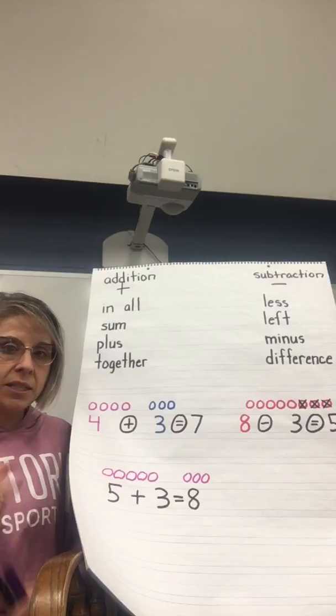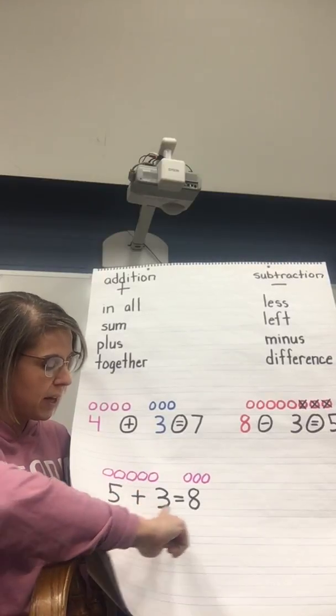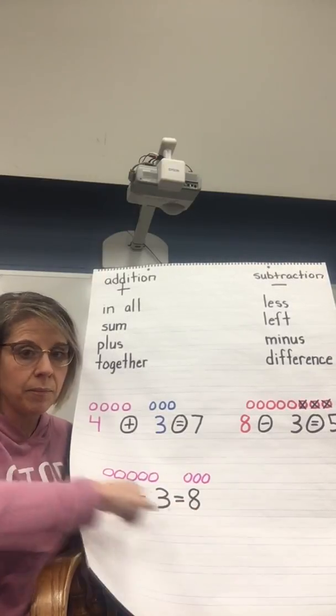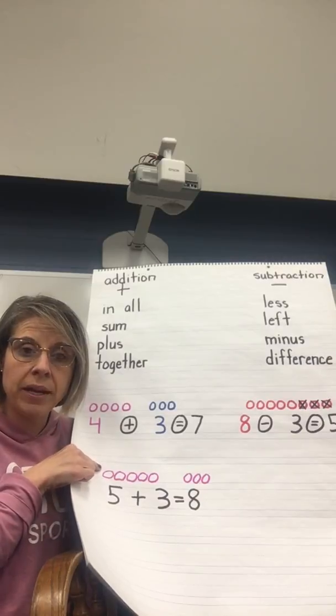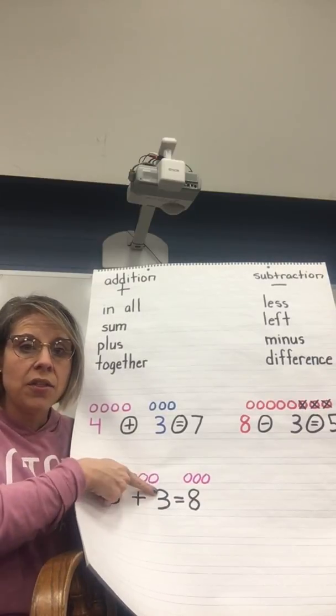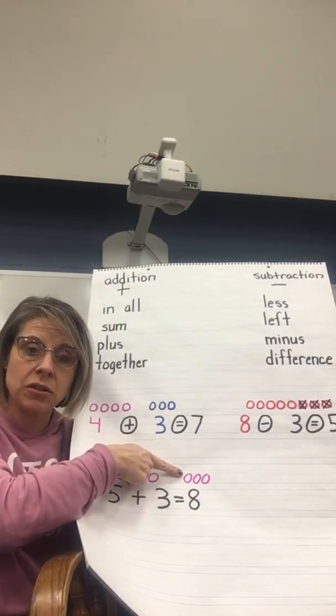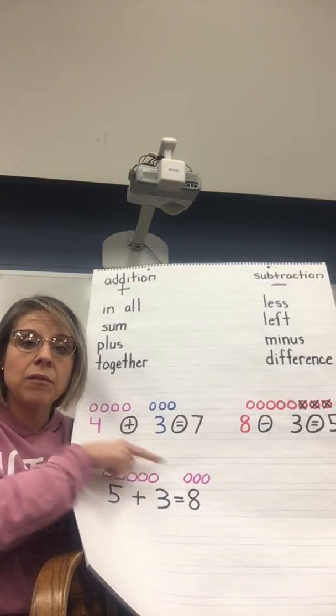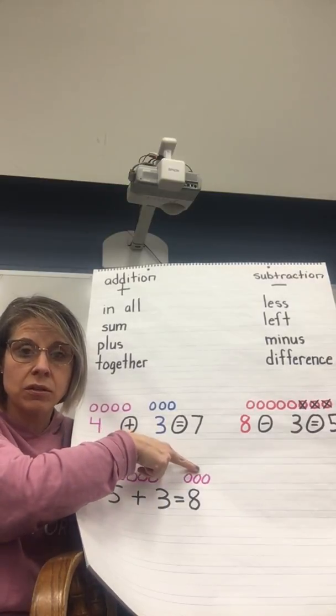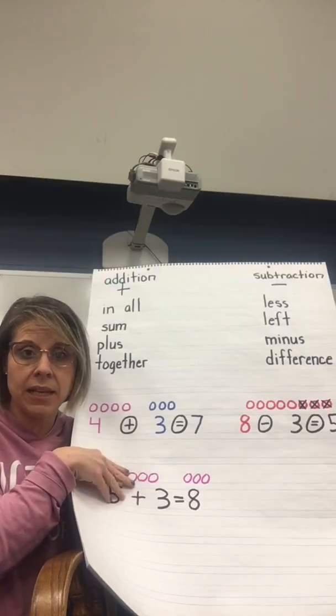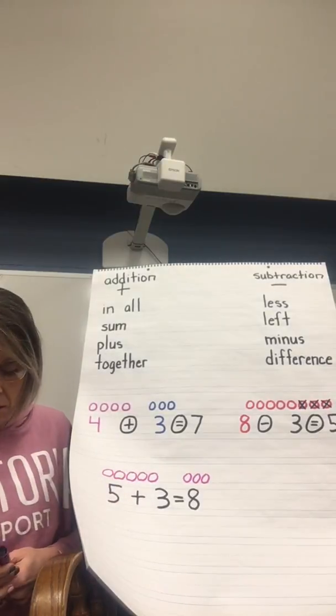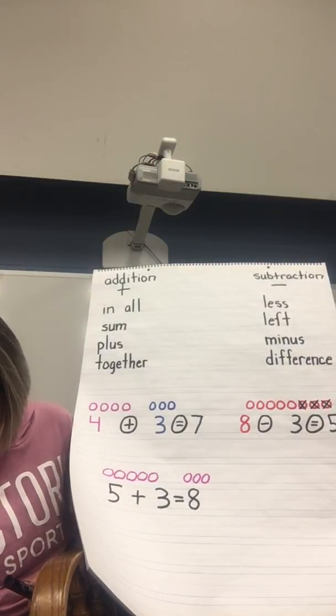So when we read that number sentence together, it says 5 plus 3 equals 8. The 5 represents how many pink circles I had. The 3 represents how many pink circles my friend had. And the 8 represents how many pink circles we had when we combine them together. All right, so here's the next one.